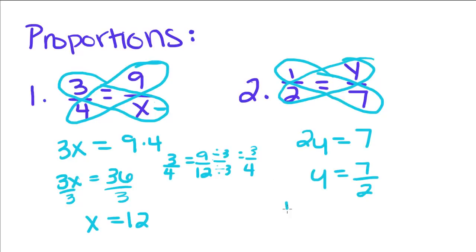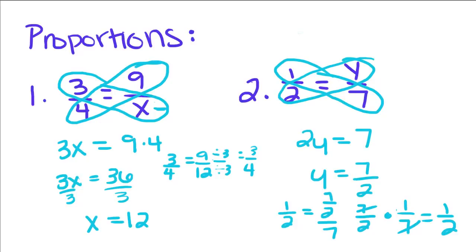So if we plug this back in, we get 1/2 is equal to 7/2 divided by 7. So if you remember our rules for dividing fractions, we keep the top, change the sign to multiplication, and flip the fraction. So we take 7/2, multiply it by 1/7. The 7's cancel, and 1/2 indeed equals 1/2.